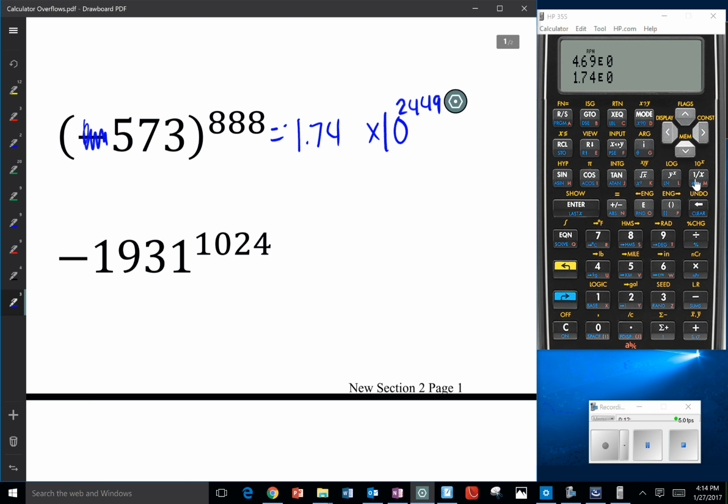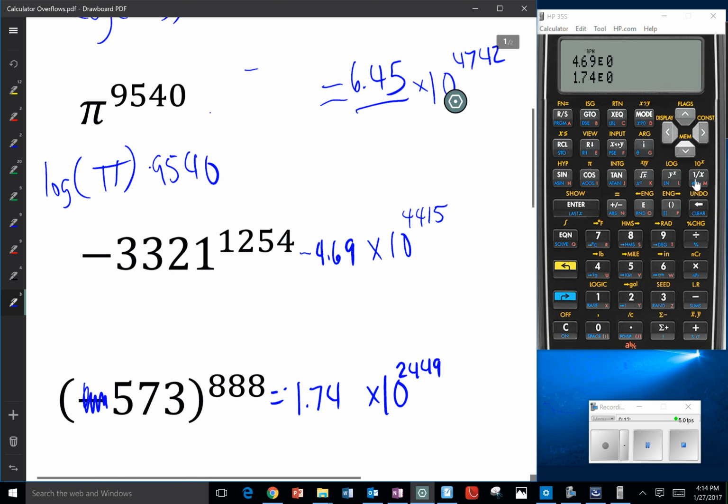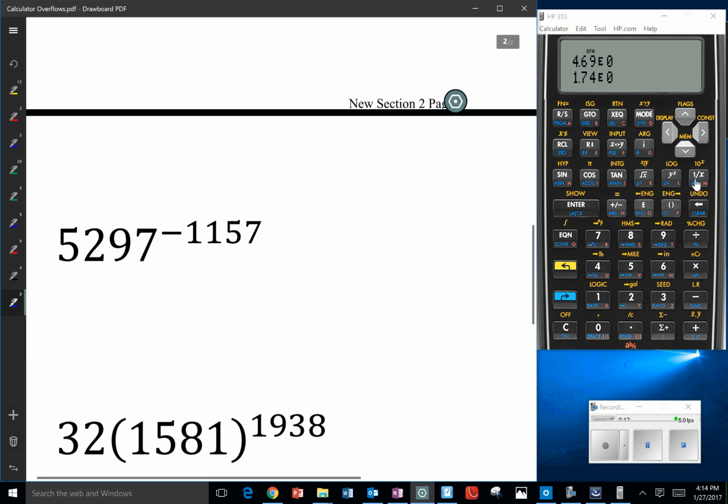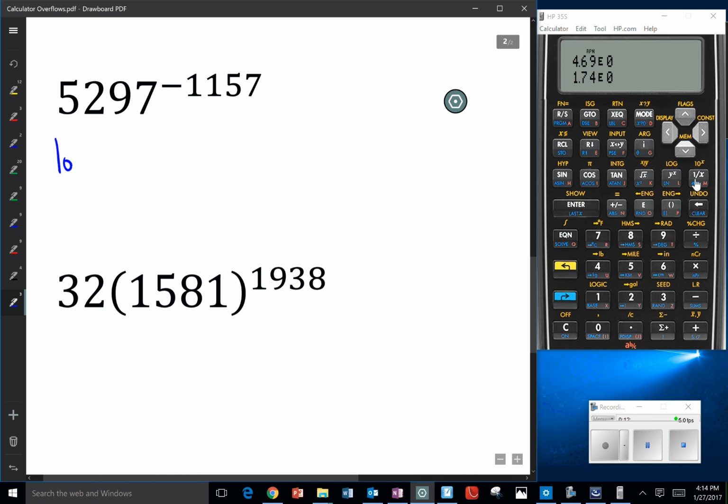All right? Next one. Actually, this problem's not bad. I think I might just skip that one because it's very similar to the one before. Let's go to this one. This problem right here is very tricky. It's a number to a negative power. All right? We're going to treat this one just like normal. So we're going to log it first. But there's a little twist at the end of this.